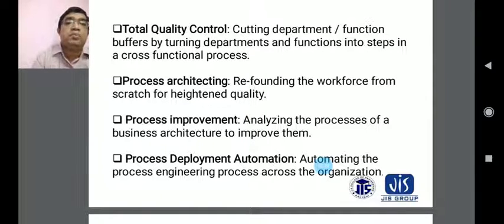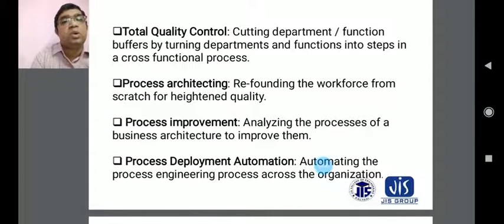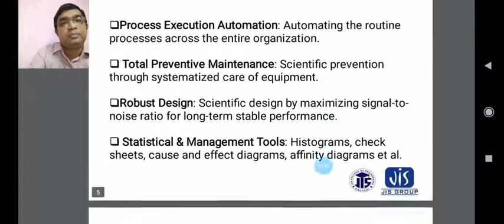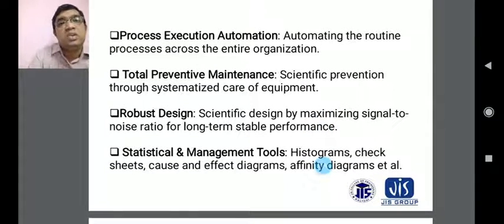Either your process will be improved, or it will be difficult to sustain in our markets. Another thing is process deployment automation. Automating the process engineering process across the organization will also be an approach of total quality management tools. Another is process execution automation: automating the routine process across the entire organization can be done through process execution automation.